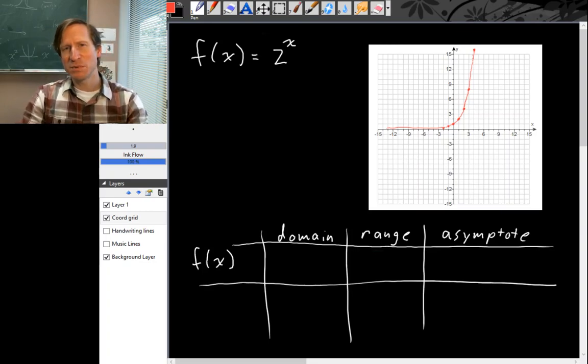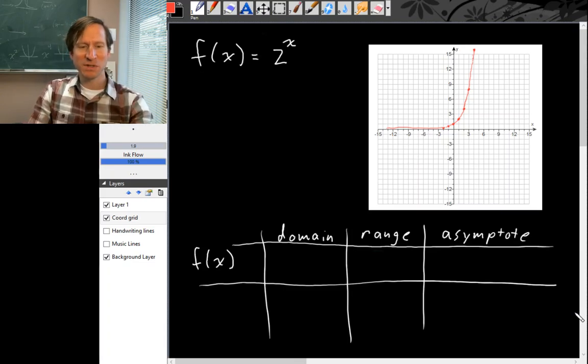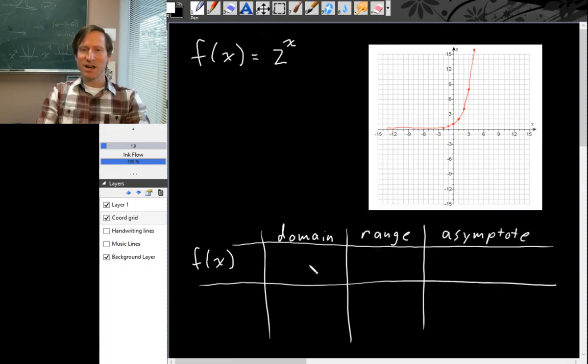Here's a graph of the exponential function 2 to the x. Just to remind ourselves a little bit about what we know about these sorts of exponential functions, let's state what the domain, range, and asymptote of this graph are. So the domain for the function 2 to the x is any x value that makes sense as an exponent.